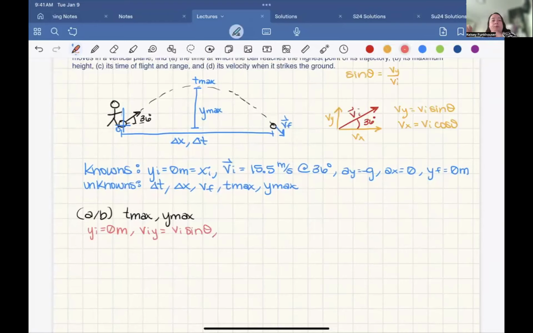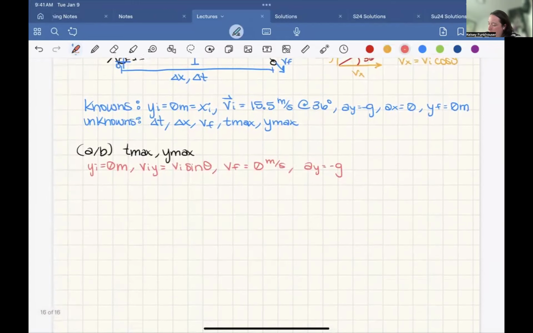And this is the maximum point of our trajectory. That is when the velocity in y is 0. So we will just call that v final for this time period, and that is 0. And then acceleration in y is negative g. And I think that might be all we need to know specifically for this. You'll notice that I'm leaving out the x stuff because it doesn't really help us in looking at this.